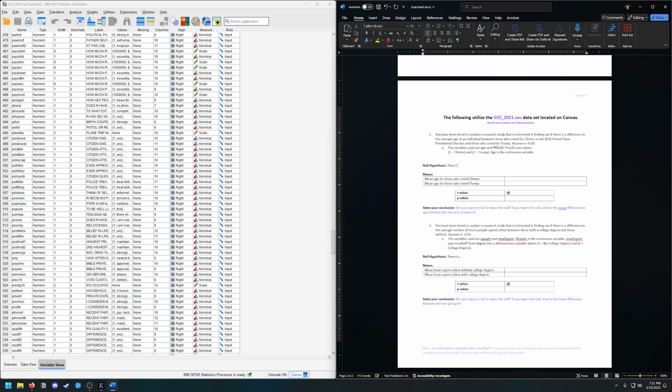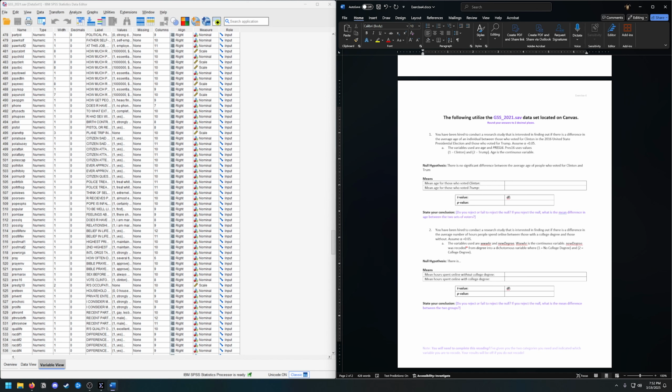So in this case, you would say there is no significant difference in the average age of people who voted for Clinton and Trump in the 2016 election. Something like that. You will always start your statement, at least for the ones where we're looking at mean difference, so again, that would be t-tests or an ANOVA, where there is no significant difference.